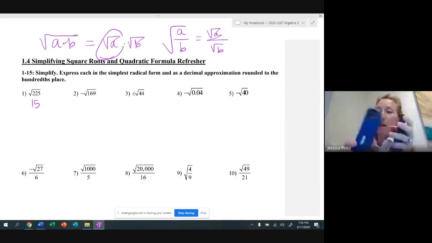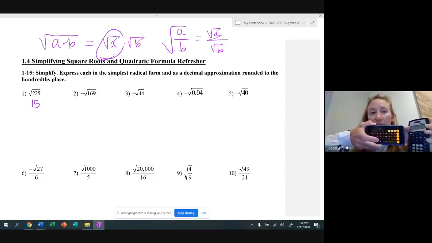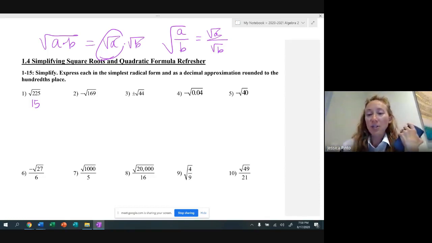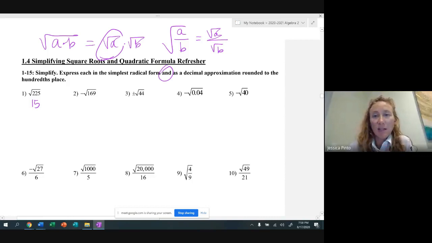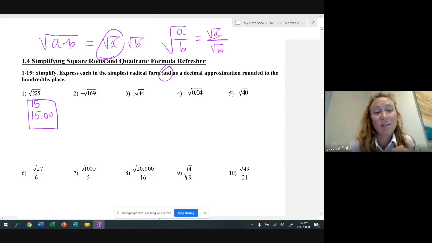If you do not have a calculator, I'm sure you have something like this bad boy on your phone. Yours is probably nicer. But you're going to need to open your phone all the way because you need to use more than just the standard side. I mentioned that because I noticed that the directions say simplify, express each in the simplest radical form, and as a decimal approximation. And means both. Rounded to the nearest hundredths place, and hundredths is 2 decimal places. So I'm going to have 15, and then if I really wanted to be great, I'd do 15.00. Those are my 2 answers.